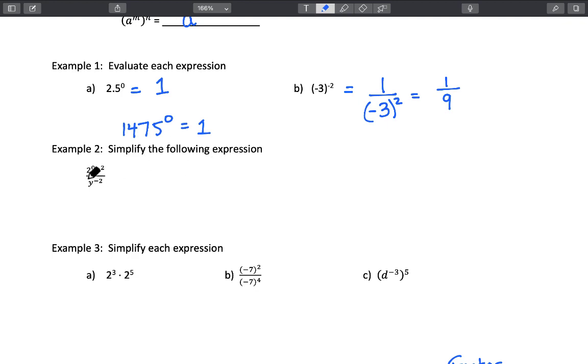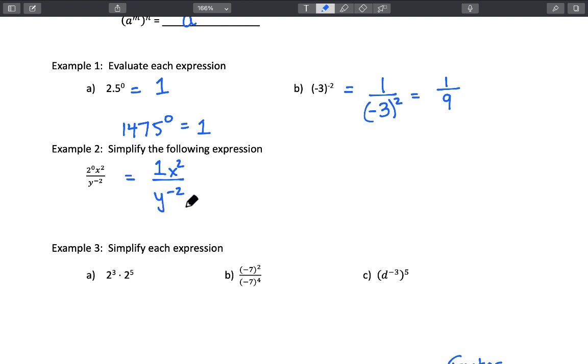In our next example, we're going to simplify the expression. So now we have 2 to the 0 power times x squared. We just learned that anything to the 0 power is 1. So this is 1x squared that's divided by y to the negative 2. We also just talked about negative exponents, that we take the reciprocal of that base.